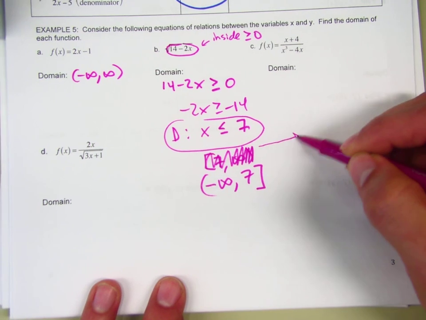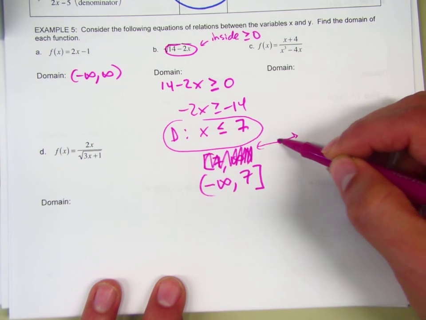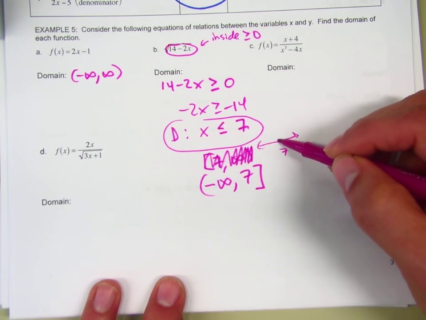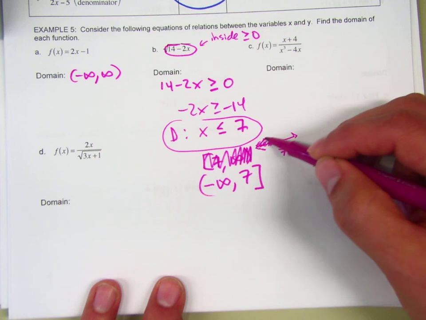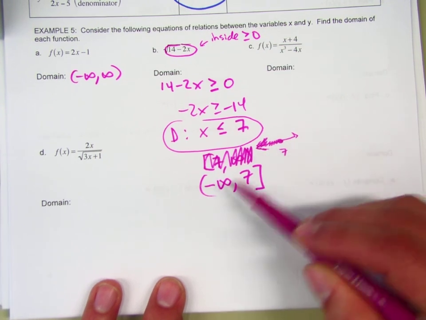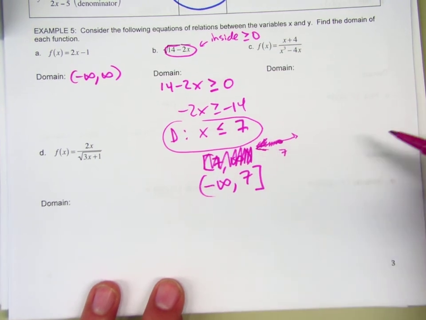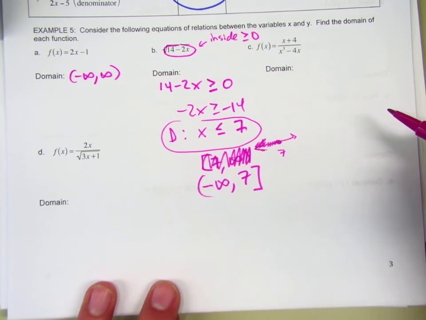Think about how you would graph this if it doesn't make sense looking at it. The graph for that is a number line, closed circle on 7. Where do you shade? You shade left. And so now if you look at the number line, this matches up with the interval. Does that make sense? Yeah. Okay.